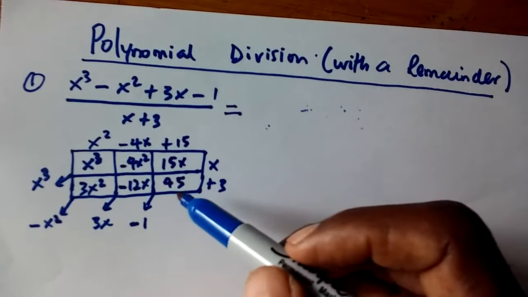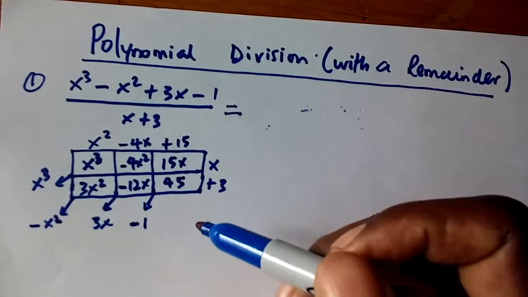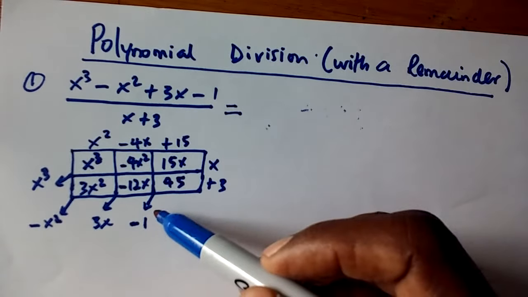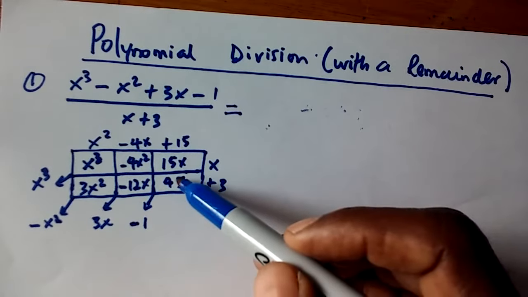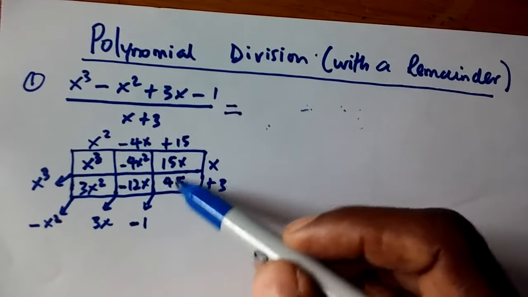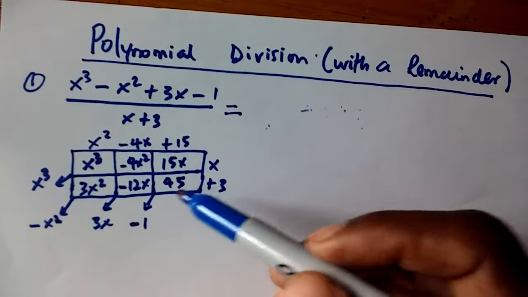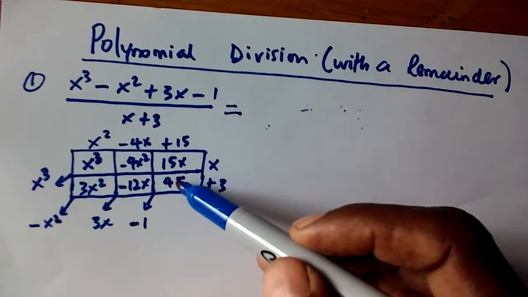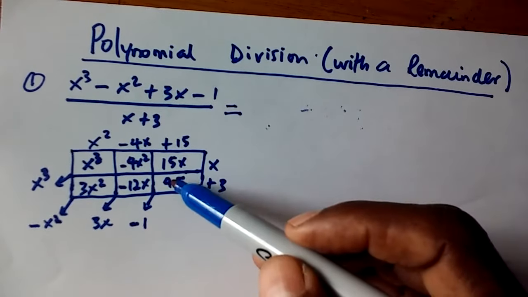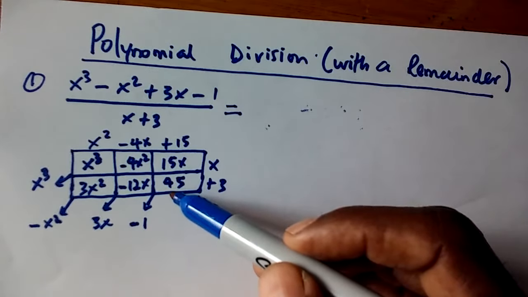Now, this is where it's different from what we have covered in the previous video. In the previous video, we ended up with a number here that usually matched this number. But today is different. This number is not matching. That's how you know there's a remainder. If these 2 numbers are not matching, then there's a remainder.